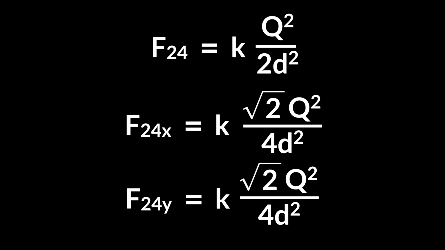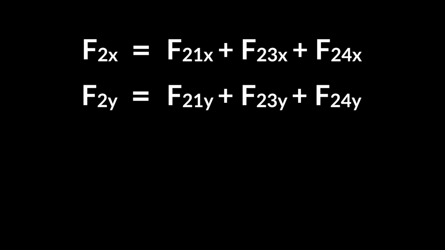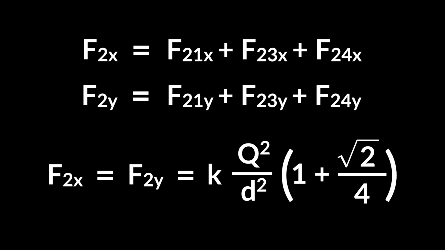Okay, that wasn't that bad, but we're not done yet. We need to add the x components of each one of these and the y components to get F2x and F2y. Well, we have all those values. We can plug them in, and we get that both of these are equal, and they're equivalent to kq squared over d squared times 1 plus √2 over 4.